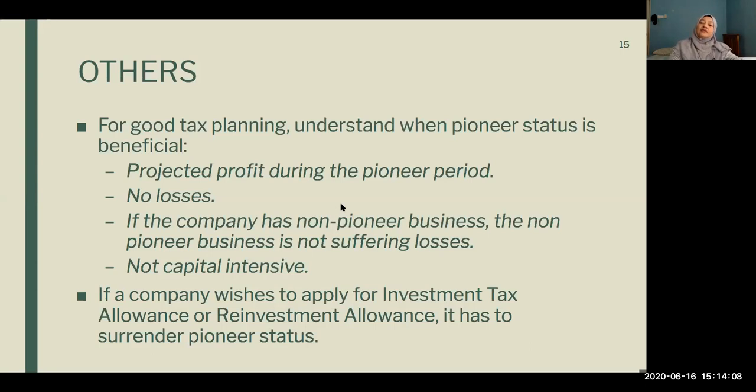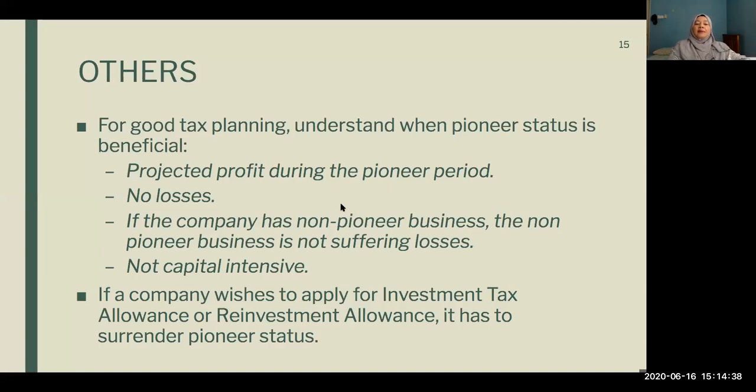There are companies or activities that are making a lot of profit, but at the same time have high capital intensity. In that case, pioneer status may not be right for you. You may go for investment tax allowance, for example. But if the company is continuously making a profit and statutory income is very nice, then you go for pioneer status. Because at the end of the day, not only do you want lower chargeable income, you also want maximum exempt account.